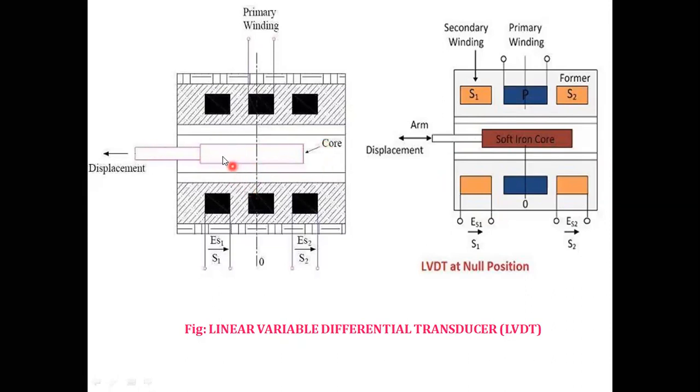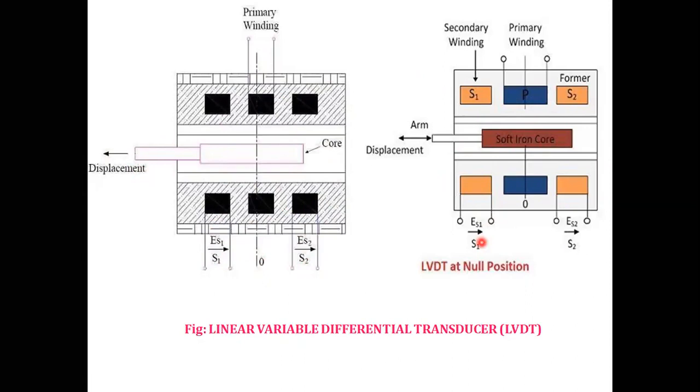This is the core material, and this is the arm, and displacement of the arm will take place. This is the primary. The AC excitation signal is given across this primary winding, and there are secondary windings S1 and S2. The potential developed across S1 is ES1, and across S2 is ES2. This is the construction part of the LVDT.